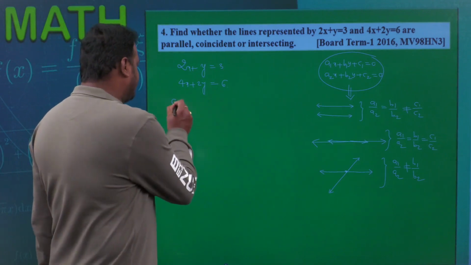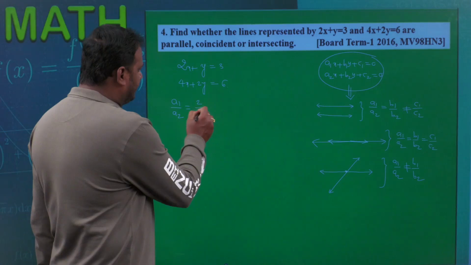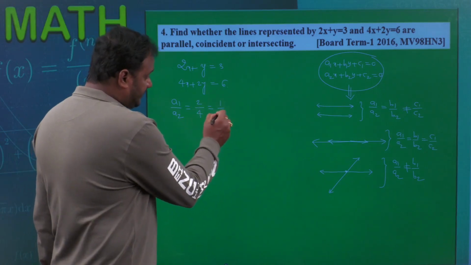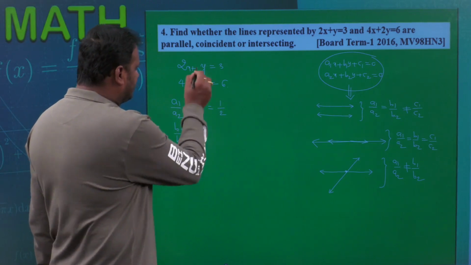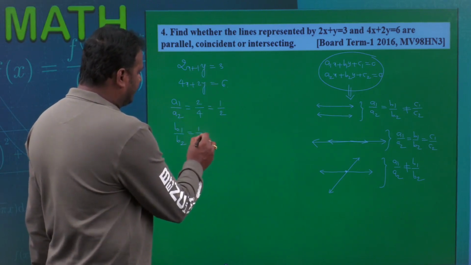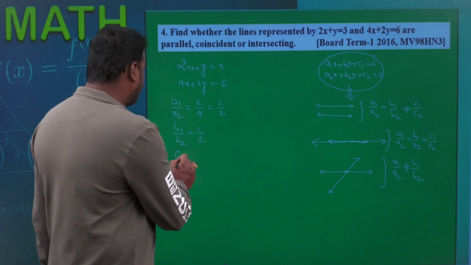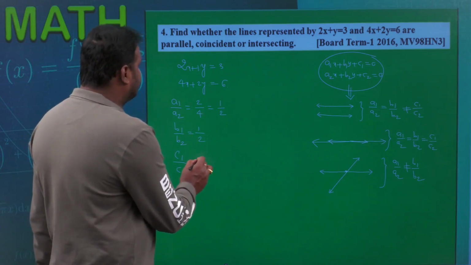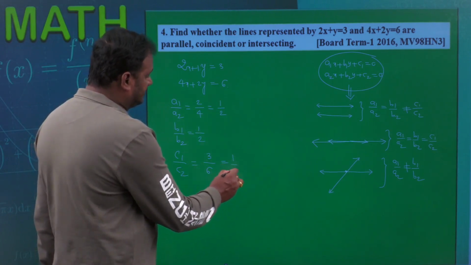First let me find out the value of A1 by A2, which is equal to 2 divided by 4, which is 1 by 2. And B1 by B2 is equal to, B1 is 1y here, so 1 divided by 2. A1 by A2 is equal to B1 by B2. Now we'll find C1 by C2. C1 by C2 is 3 divided by 6, so 3 by 6 is also equal to 1 by 2.